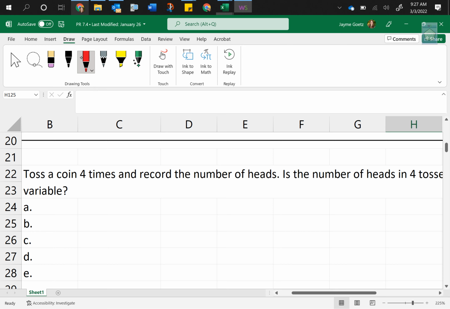1/2. It's the complement of that, right? Does that change from trial to trial, or does that remain constant? Yeah, it doesn't change. Every single time you flip a coin, it's still 50-50. Okay?